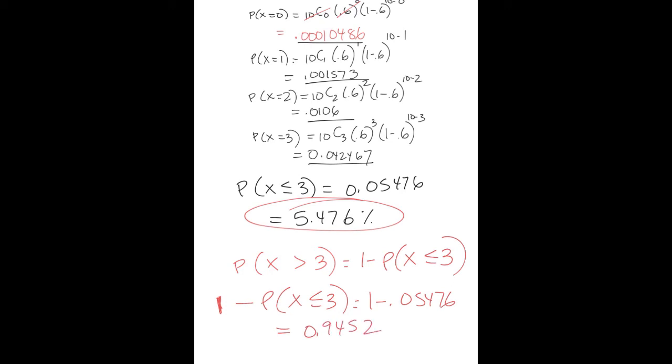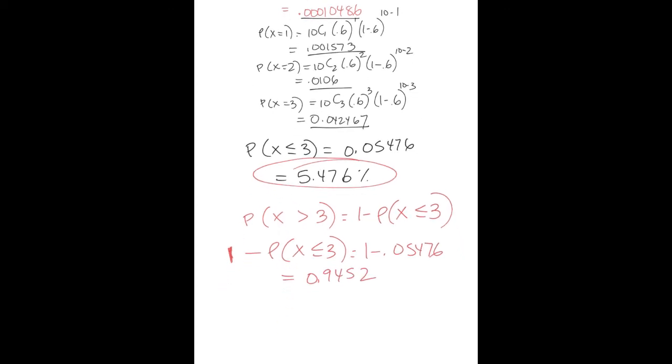which equals 0.9452. So what does this tell us? It tells us that the probability that strictly more than 3 people choose to adopt a pet from the shelter is 0.9452, or 94.52%.